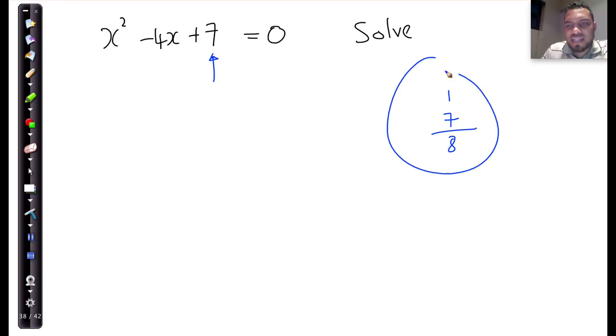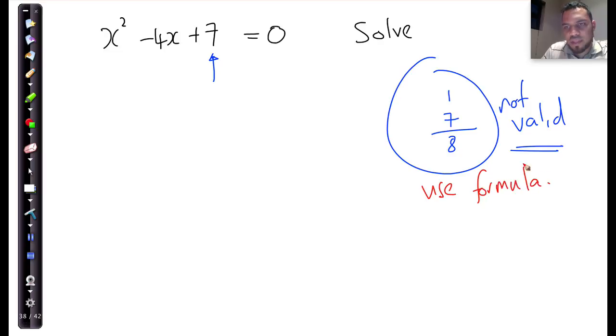And this again tells us that the factors are not valid, and therefore we must attempt to solve this question by using the formula. Okay, so let's use the formula. My A value is going to be 1, my B value is going to be minus 4, and my C value is going to be positive 7.